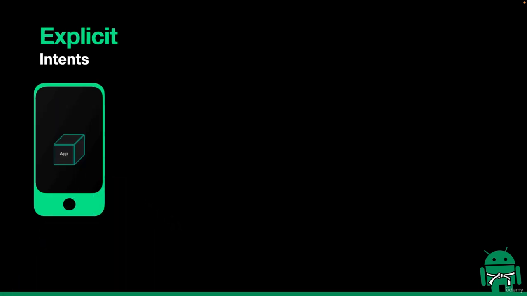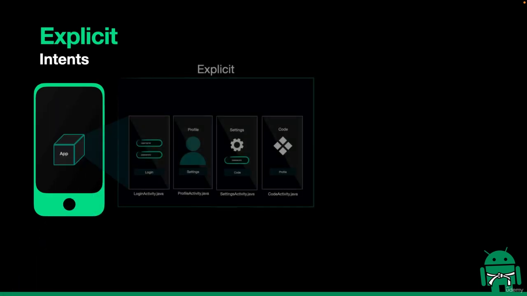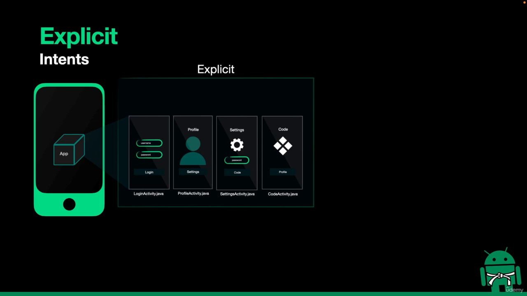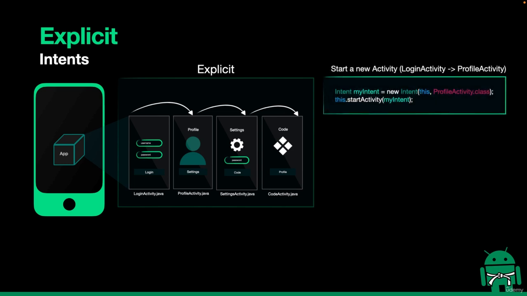Okay. So we start with explicit intents. If we take our application, then we've got those 4 activities. Explicit means we know the destination, what we want to call, for example, profile, settings or code. And regarding real code, it looks like this one over here. So this is the code to start a new activity in our application. What we need to do is create a new intent object and we have to provide 2 parameters. The first one is our current context, the login activity, so our source. And the second parameter is simply the destination address. In this case, it's the profile activity class.